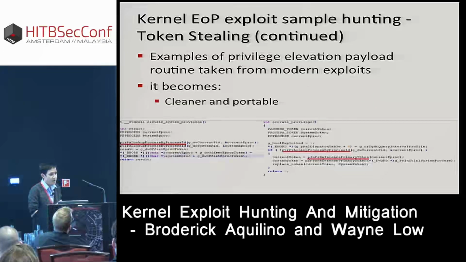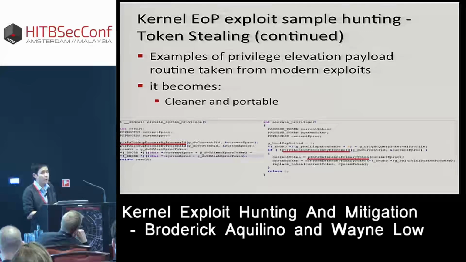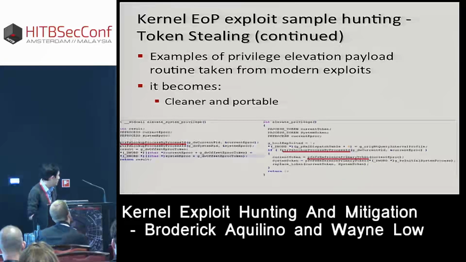This is an example of a privilege elevation payload routine taken from a modern exploit. Obviously, it looks cleaner and more portable. Basically, what these two pieces of code are trying to do is first call the documented Windows kernel API function called PsLookupProcessByProcessId.